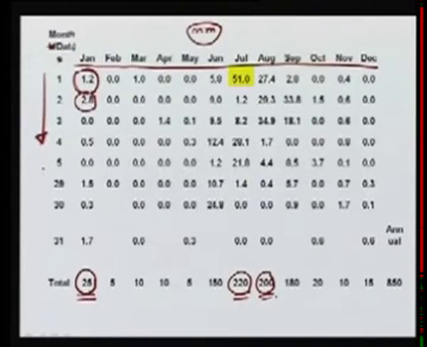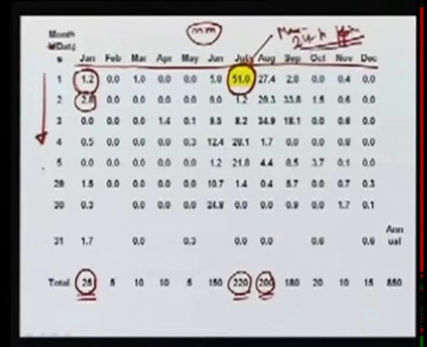The other important thing to note is the maximum daily precipitation, because this is information which is very useful to us in deciding what will be the maximum amount of flood which can be expected due to a one day rain. So this 51 millimeter was the maximum one day or maximum 24-hour precipitation for this particular year. Similarly, we can have data for other years.